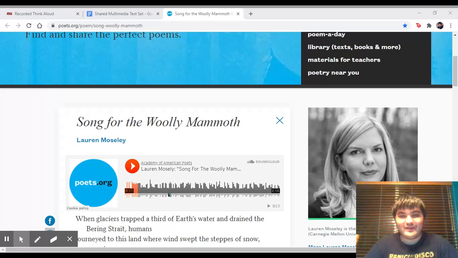Today, we are going to go over how to find and support a central theme or idea through the use of a poem. The poem that we've selected for this Think-Aloud is Song for the Woolly Mammoth, specifically for this project, but if not for the project that we are doing on extinction, this is just to look at analyzing a poem and analyzing the speaker and central themes and ideas in any piece of literature whatsoever.